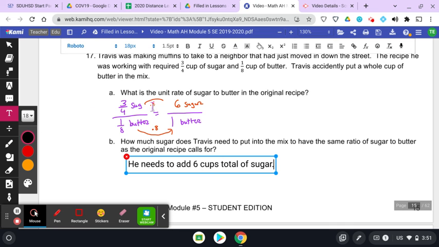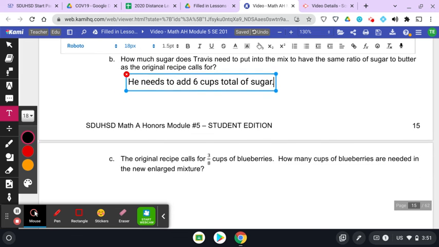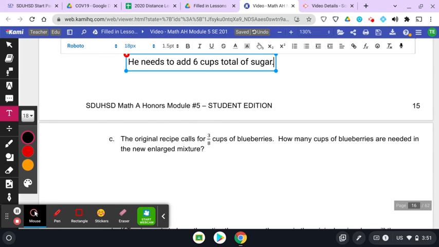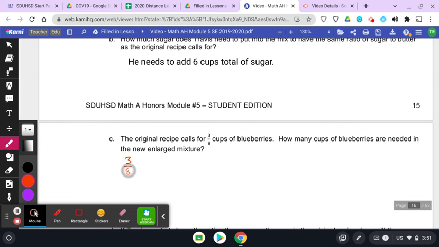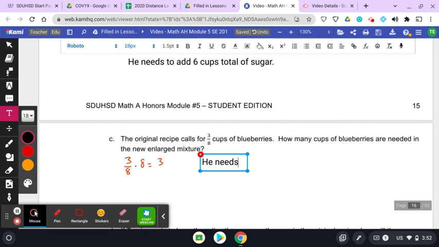Okay, so he put in 8 times as much butter. So he has to put 8 times as much of everything to make this recipe, that makes his disaster actually taste good. The original recipe calls for 3/8 cups of blueberry. He now needs 8 times as much. How many cups of blueberry are needed for the new enlargement? So we have to multiply this by 8. So he's going to need 3 cups of blueberries because he put 8 times as much butter. So he has to put 8 times as much blueberries. He needs 3 cups of blueberries, and that's where the recipe just got expensive because blueberries are not cheap.